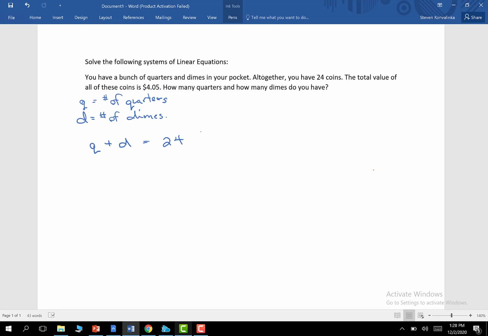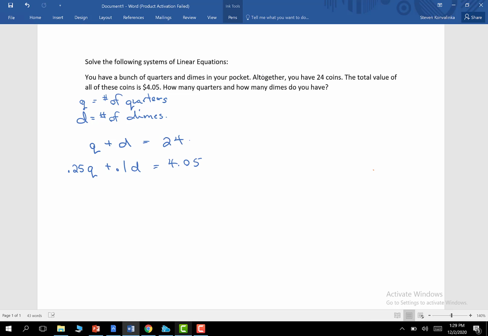And we know that the number of quarters times the value of the quarters, so 0.25, plus the number of dimes times the value of the dimes is going to equal $4.05. So we're going to try and do some elimination to try and figure out what these variables are.